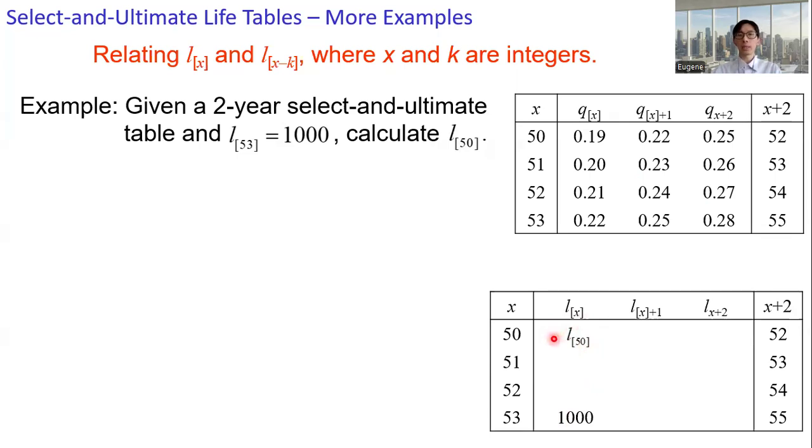Similar procedures. Start with the select age 53, L53. Go to the right, move to the ultimate part of the table. Here we reach L55. And now we move upward to get L52. And then get back to the select period at select age 50. From L52, move to the left to get to our destination.